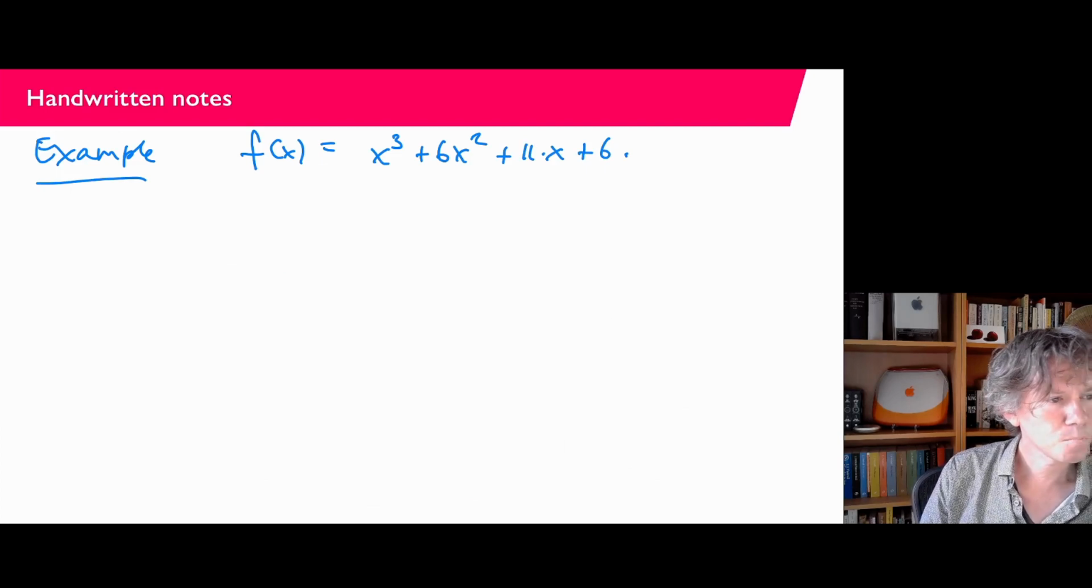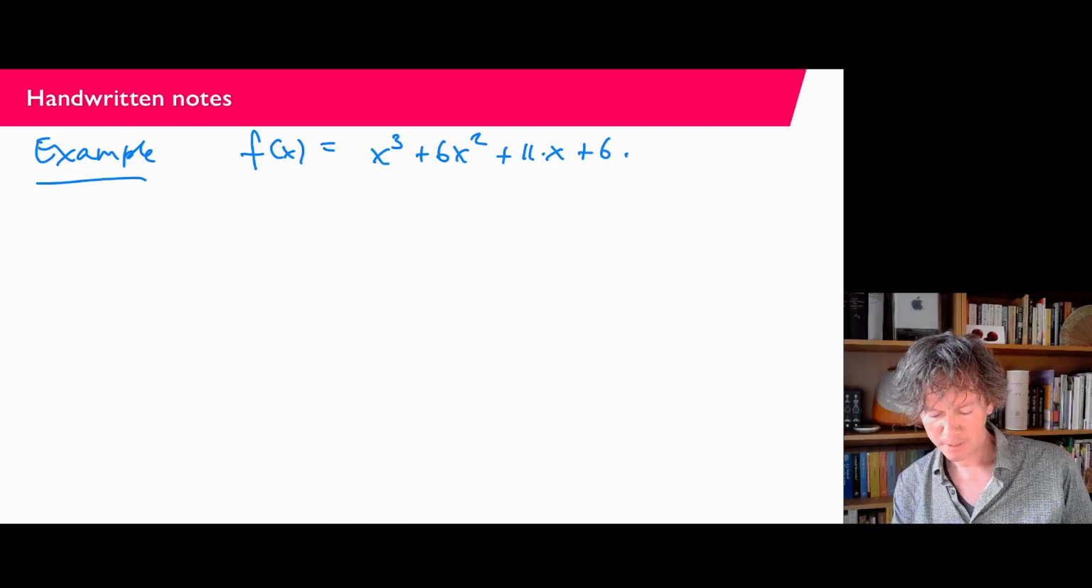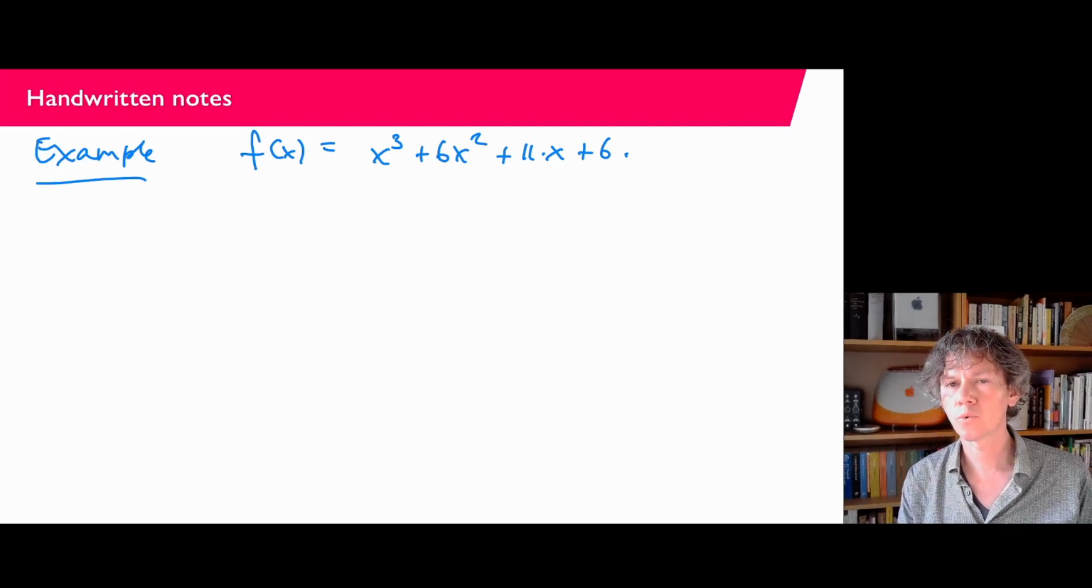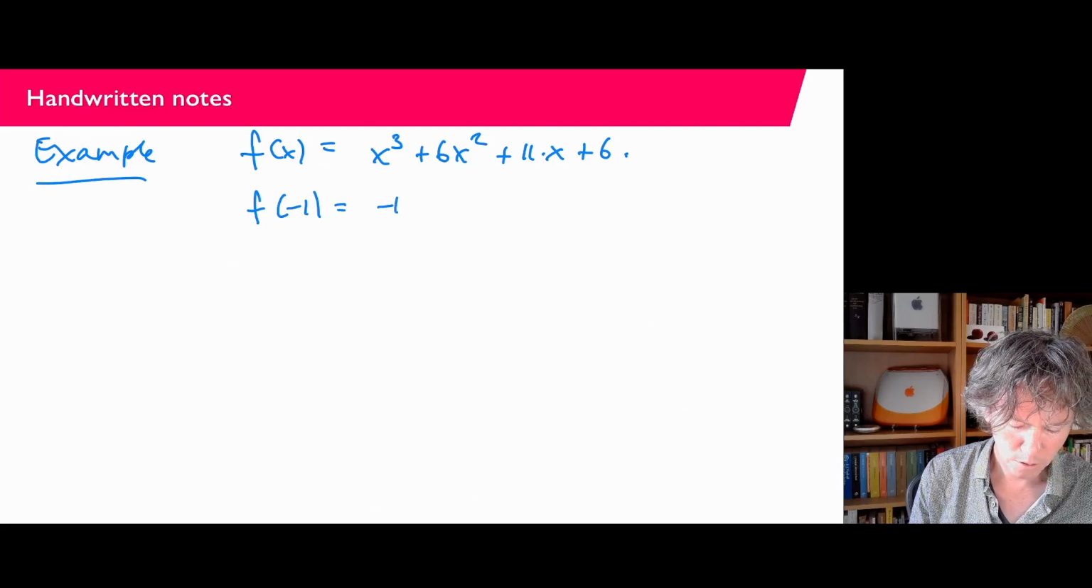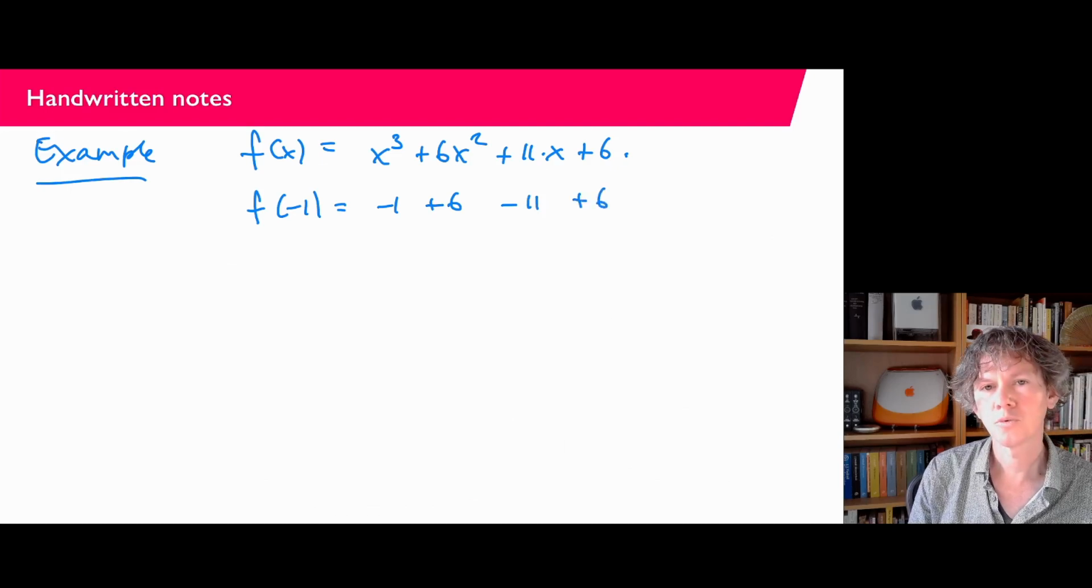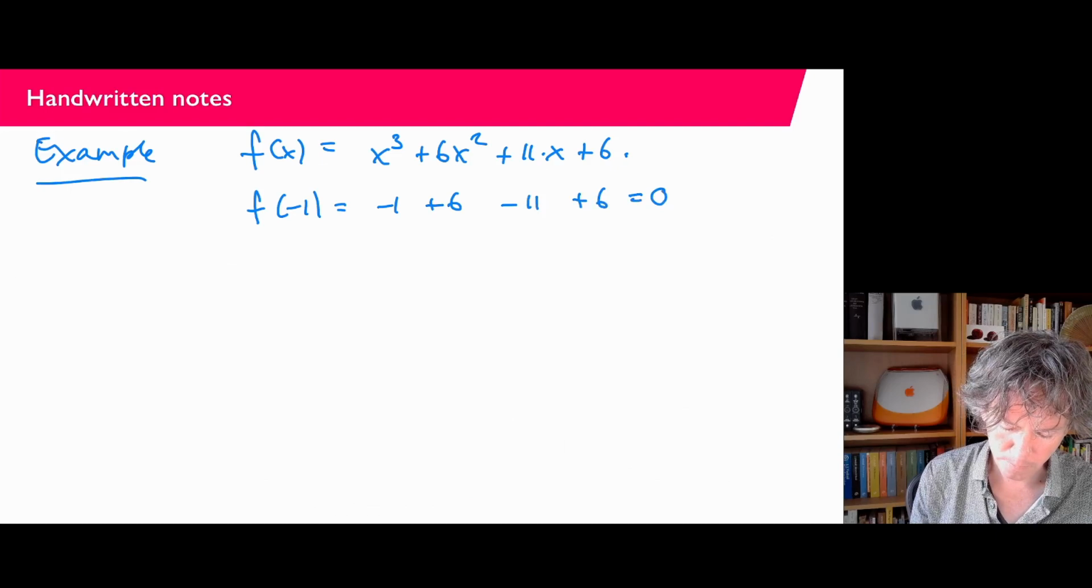Now, for this polynomial, it is not very easy to see how we could write that in terms of factors. But what you can see, if you try, you can try and find a 0. So x is 0, well, it's going to give 6, so that doesn't work. If you plug in x equals 1, you get 1 plus 6 plus 11 plus 6. That's also not going to work. But if you try out a little bit, you see that f of minus 1 equals minus 1 plus 6 minus 11 plus 6. So we get 12 minus 12 equals 0.